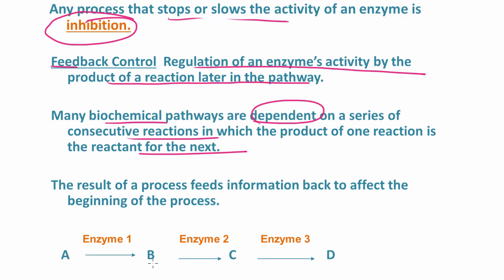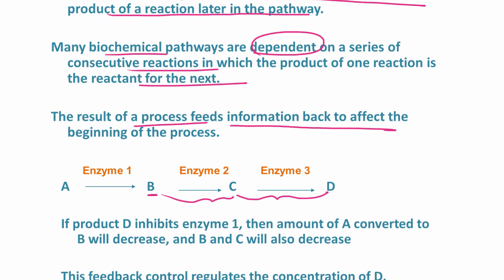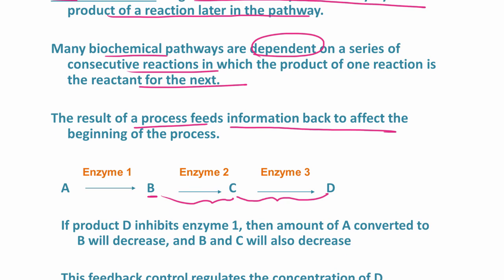So here, this product B is the reactant for this reaction here, and this product is the reactant for this reaction here. So, for example, if B is not produced, then these two reactions are not going to take place. So the result of a process feeds information back to affect the beginning of the process. So that makes sense. I mean, think about our oven, right?